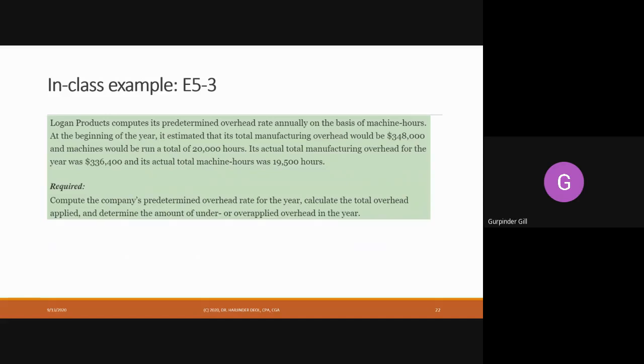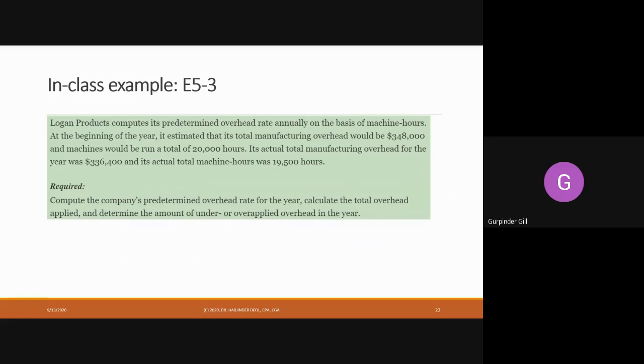That brings us to example 5-3. In this case, we are computing the company's predetermined overhead rate for the year. We are calculating the total overhead applied, and we are determining the amount of under or over applied overhead in the year. So Logan Products computes its predetermined overhead rate annually on the basis of machine hours. So the allocation basis this company is using is machine hours.